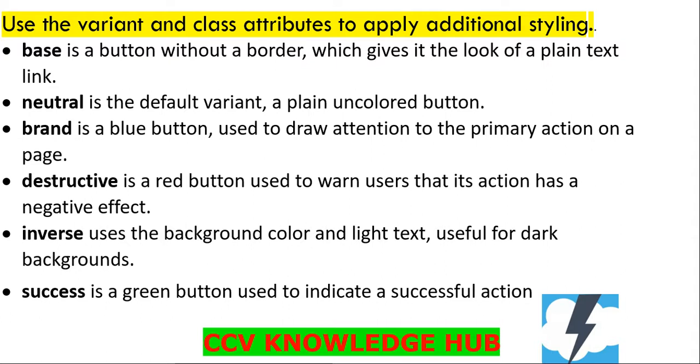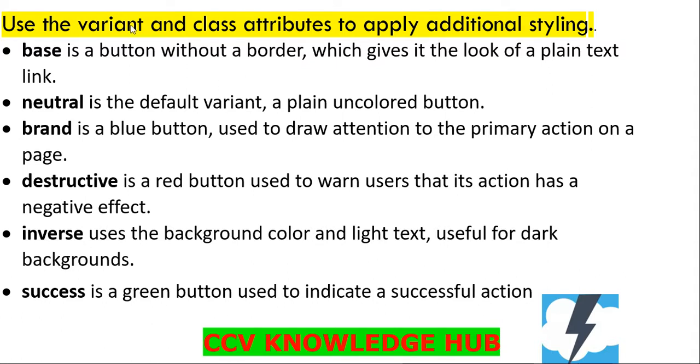Here we are seeing different variants. What does variant mean? Different forms of how the button will be displayed. The first one: if you give variant equal to base in a button, it will show without a border, which gives the look of a plain text link.